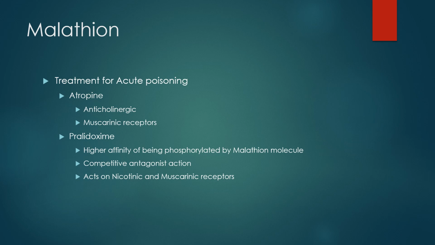Atropine only works on muscarinic receptors, therefore the drug pralidoxime is given. Pralidoxime acts by having a higher affinity for being phosphorylated by the malathion molecule. This causes a competitive antagonistic action and acts on nicotinic and muscarinic receptors.